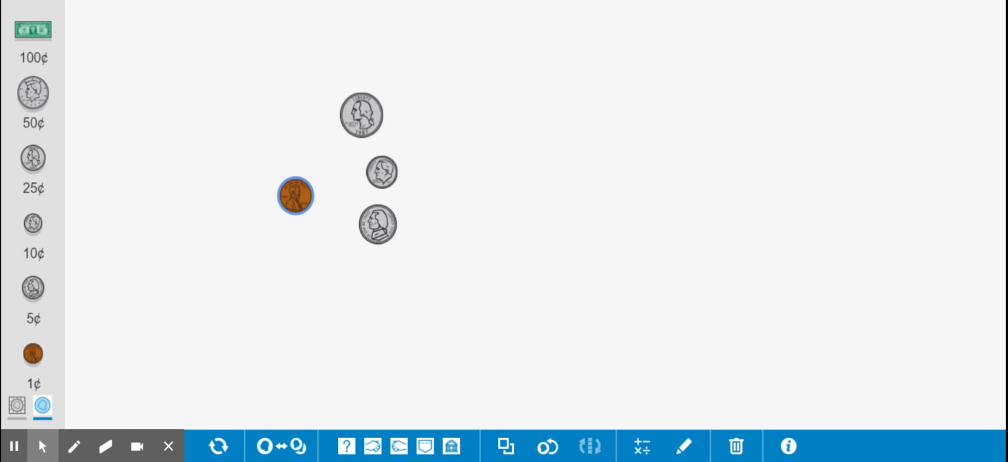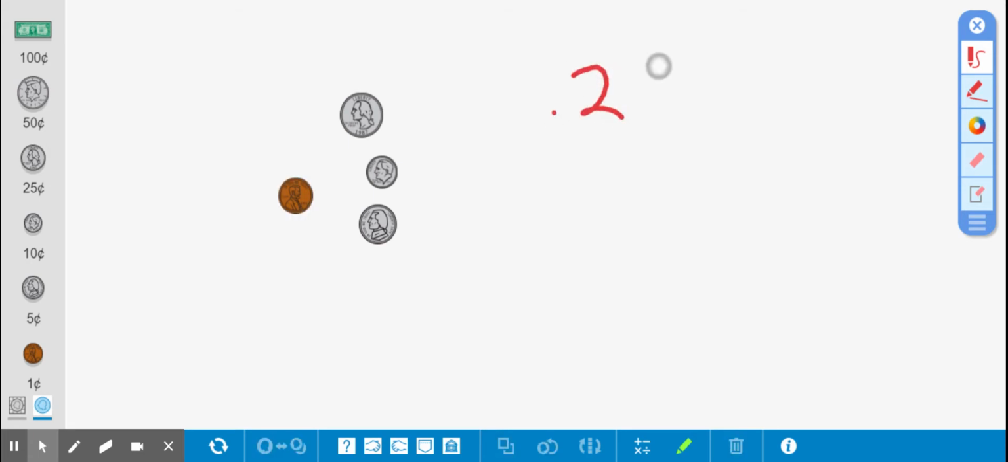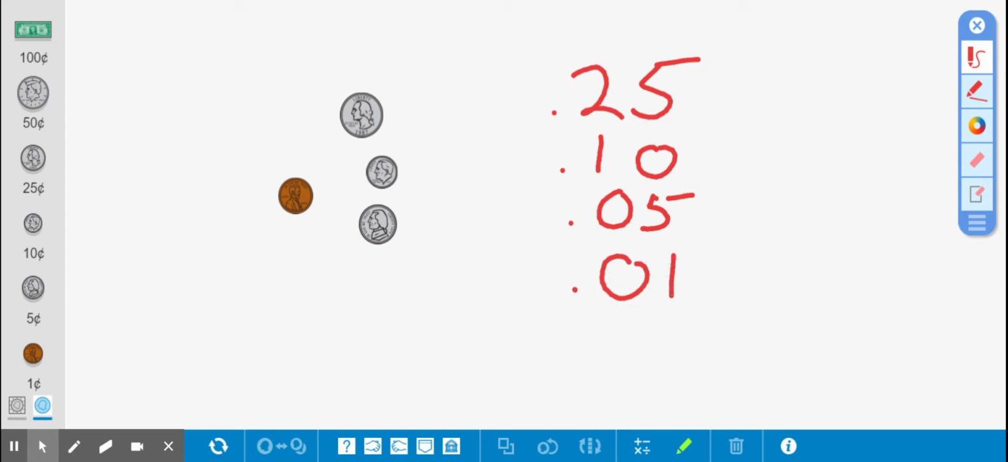So let's go ahead and write the values of each one of these in descending order. So we're going to write the one that has the most value at the top. We're going to say that the quarter is on top. Next would be the dime. Next would be the nickel. And finally, the penny.